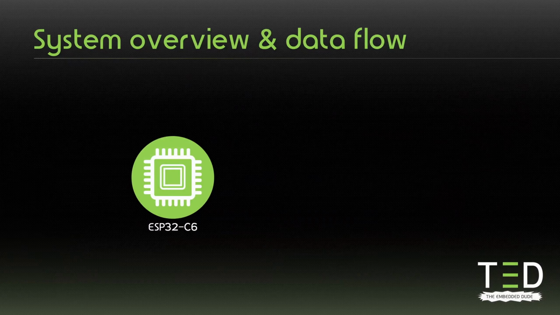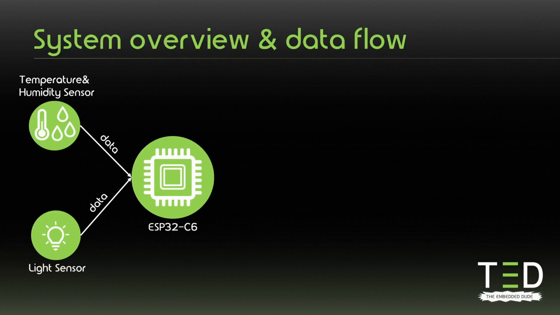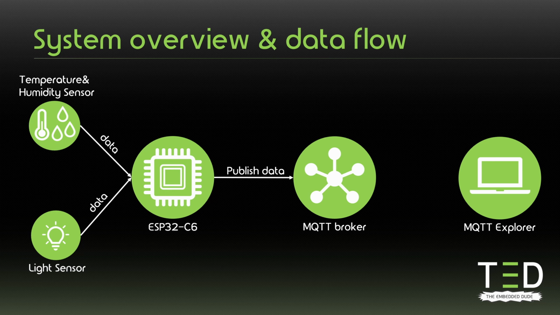The data flow will look like this. Our ESP32-C6 will get the data from the temperature humidity sensor and the light sensor. We'll publish it over MQTT to an MQTT broker, which I subscribe to with my MQTT Explorer to visualize the data. Quite simple setup.